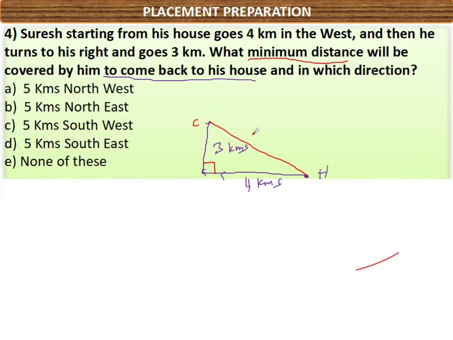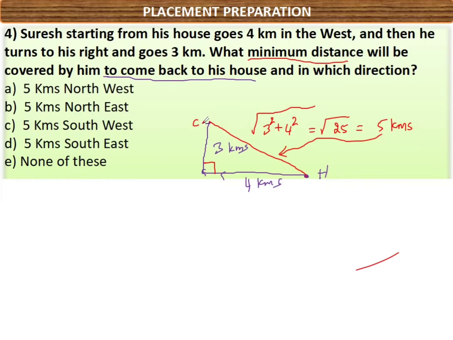By applying Pythagoras theorem, it will be the under root 3 square plus 4 square. Under root 3 square 9, 4 square 16, 9 plus 16 25. Square root of 25, it is 5. 5 kilometers is the distance from here to here. This distance is 5 kilometers.